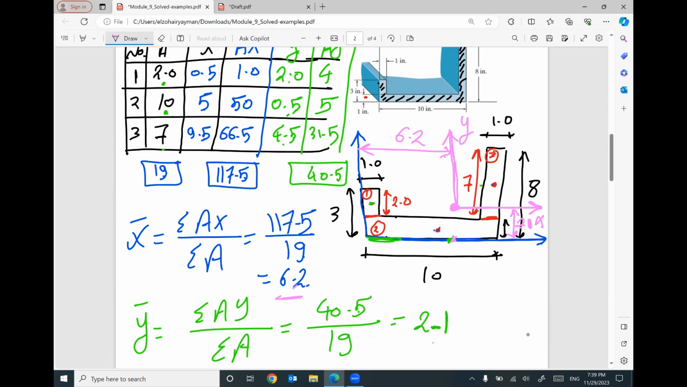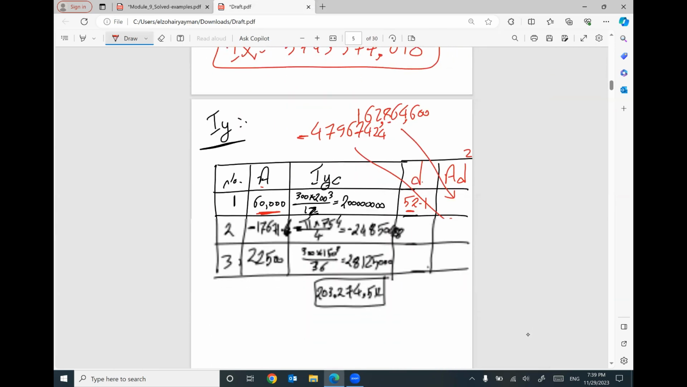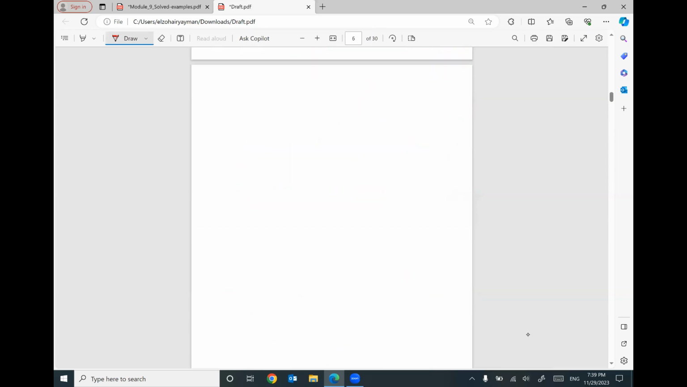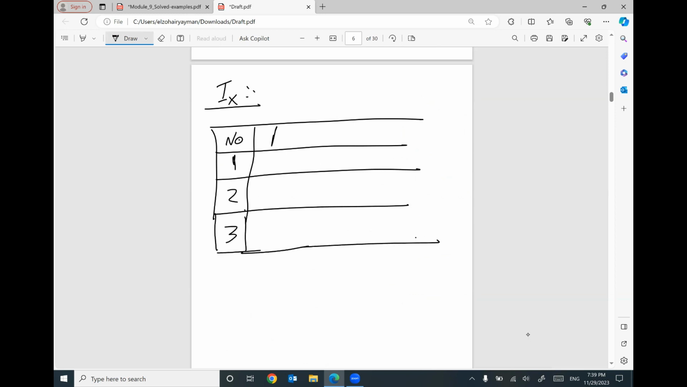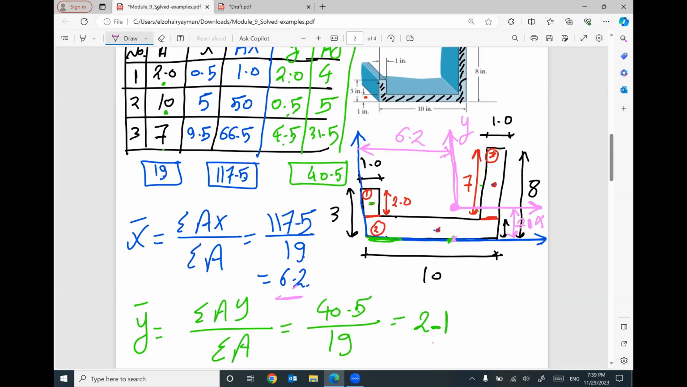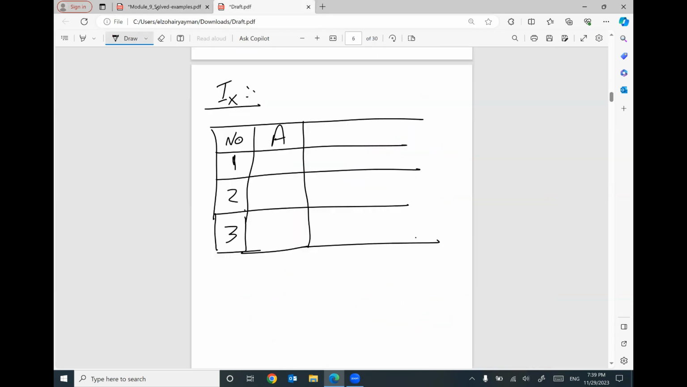Once you got your centroid and put x and y, I can set up another 2 tables. One for Ix and one for Iy. Let me do one for Ix. So how many parts? Part number 1, part number 2, part number 3. What is the area of each part? If you remember, 210.7. What is the moment of inertia Ix for each part alone?